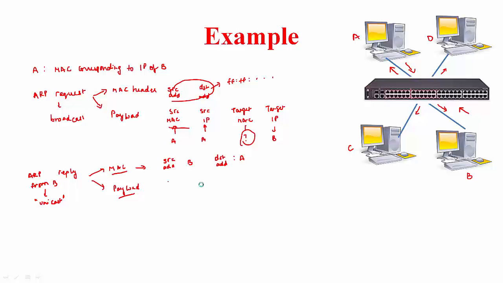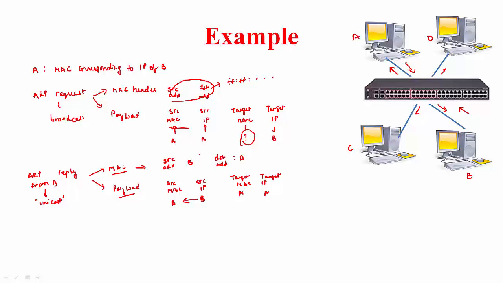Now coming to the payload, in the source MAC as well as source IP, since this packet is originating from B, this will be B's source MAC and source IP, and the target will be A, with the target MAC and target IP of A. So here, as you can see, all entries are filled. Now based on this reply, A will know that this IP address corresponds to this MAC address.